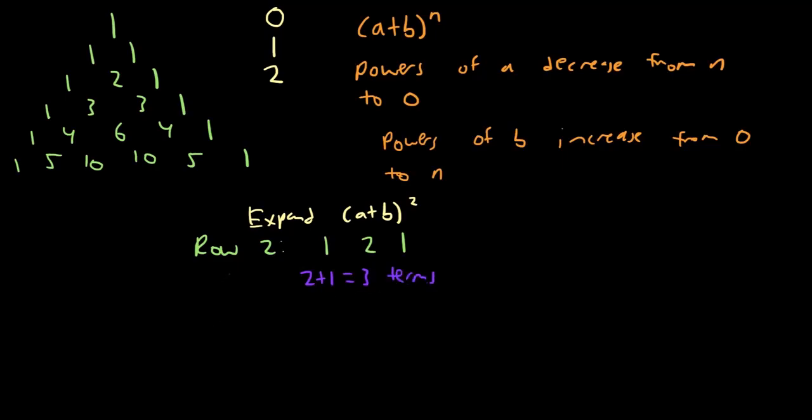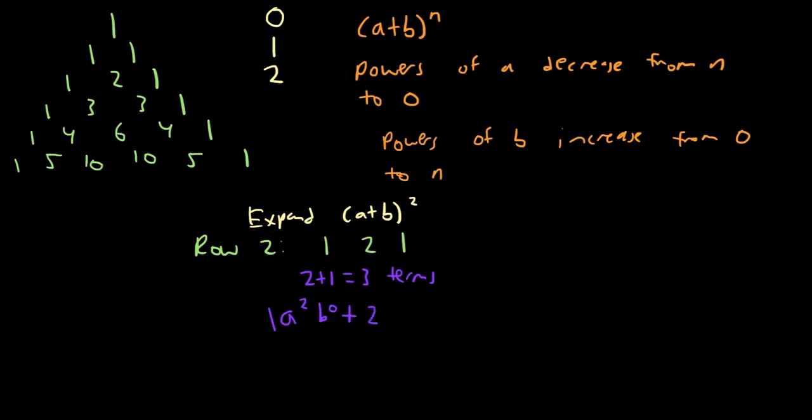So how we're going to expand this is we're going to first do a, and it's just going to be 1 because the first coefficient is 1. And remember that the powers of a decrease from n to 0. So here it's going to decrease from 2 to 0. And b, the powers of b increase from 0 to n. So it's just going to be b to the 0.